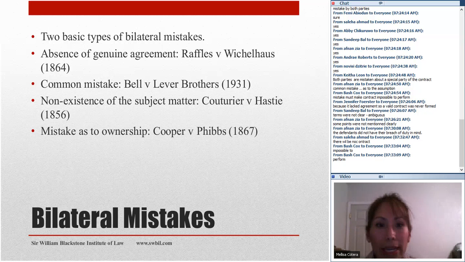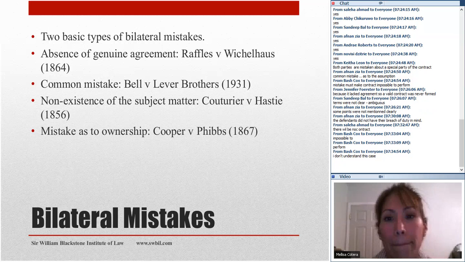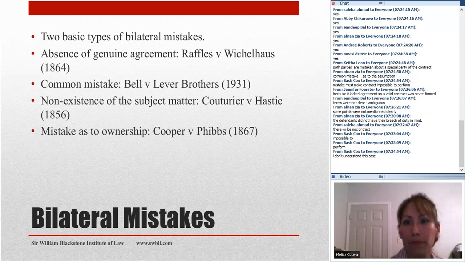A mistake as to ownership. Here the case is Cooper versus Phipps. What do you think that is, mistake as to ownership? Someone says something that he or she does own, or doesn't own.